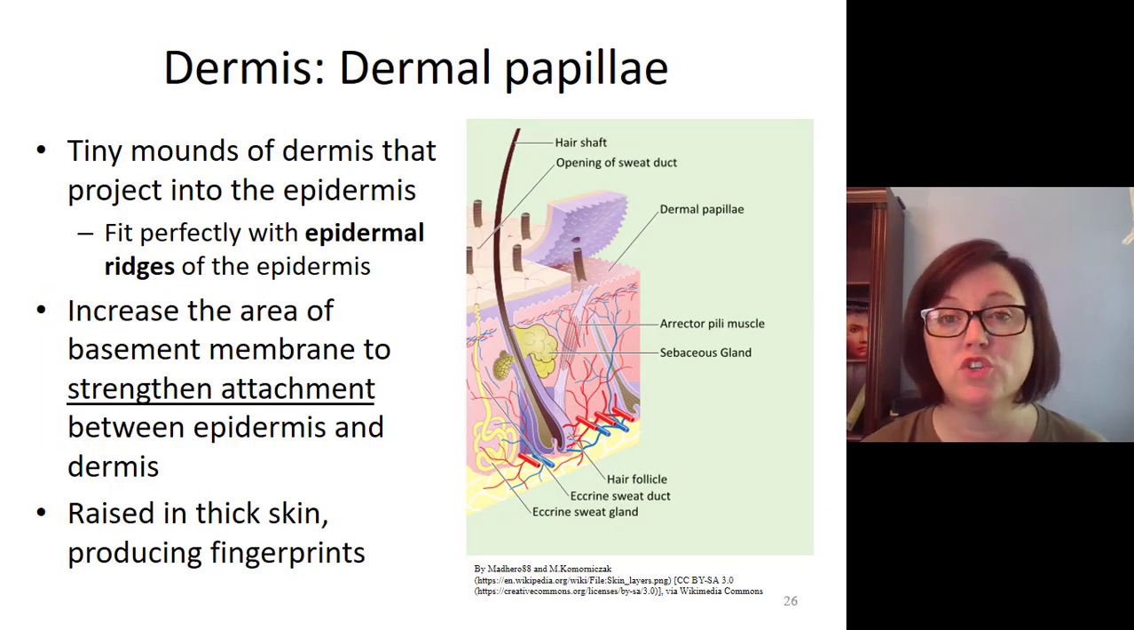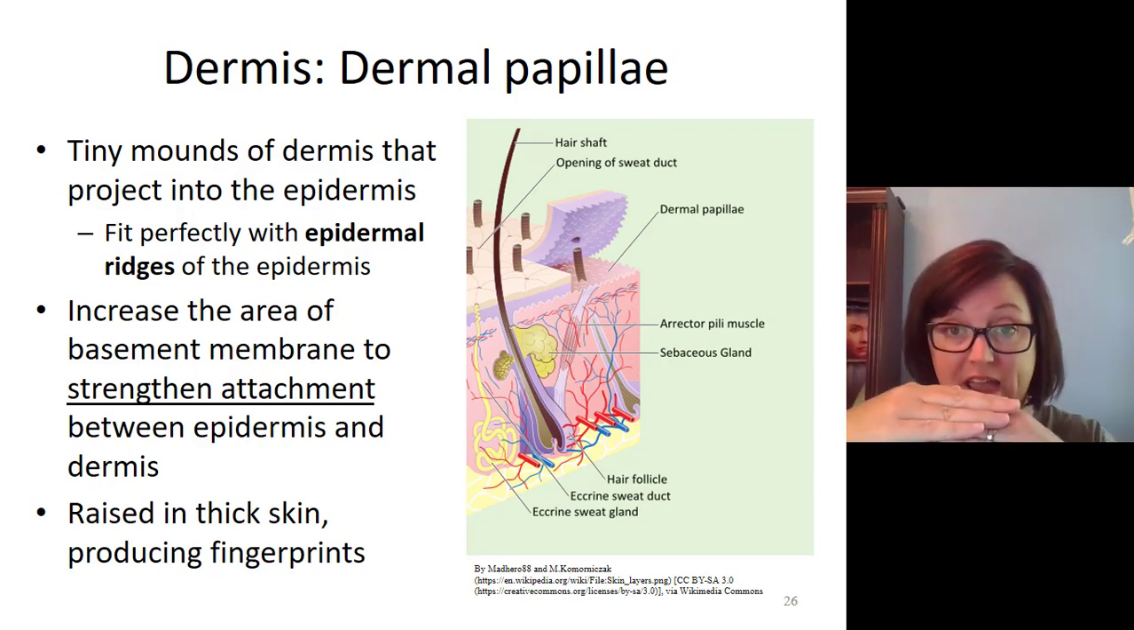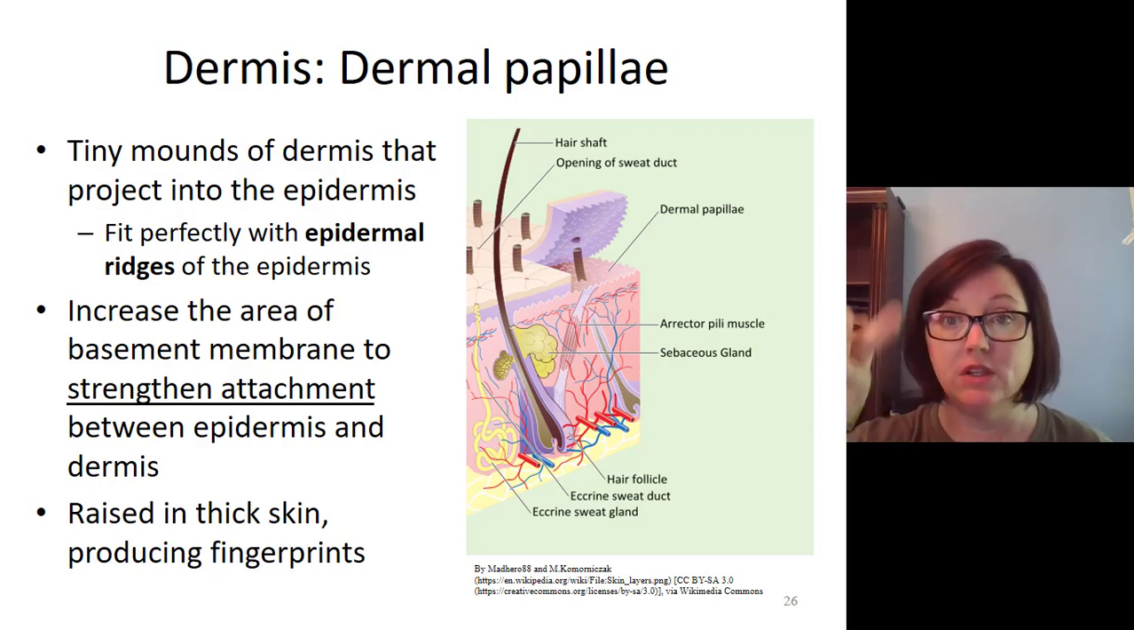I wanted to mention a special structure of the dermis that fits very well with a special structure of the epidermis. So at the very superficial surface of the dermis, we see these little bumps. They look like little mountains, and we call them dermal papillae. So they're tiny mounds of dermis, and they project into the epidermis. And if you look closely at the epidermis, at the deep portion of the epidermis that would contact these dermal papillae, we also see little ridges, little upside down mountains. And these are called epidermal ridges on the epidermis. So the dermal papillae fit perfectly into the epidermal ridges.